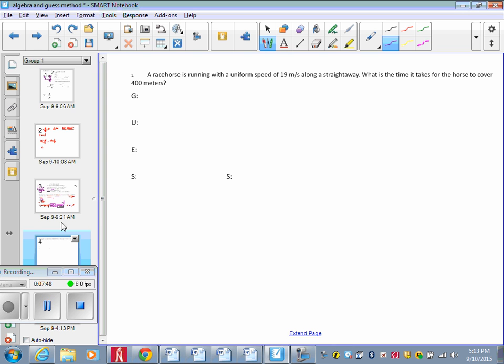Again, if this is fast, pause, rewind. I'm going to do this one a little bit faster, though. Racehorse running with uniform speed of 19 meters per second. I know that's a velocity. What is the time for the horse to cover 400 meters? 400 meters is a measure of distance. So my given distance equals 400 meters. What's my other given? 19 meters per second is equal to velocity. My unknown: what is the time? Time equals question mark.